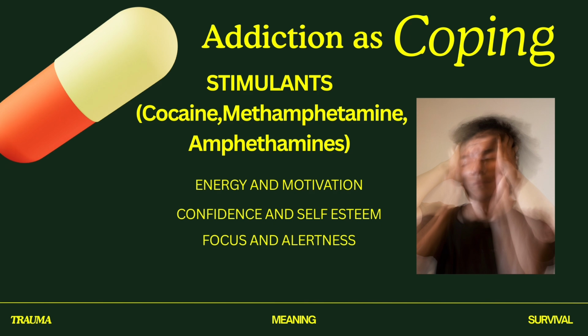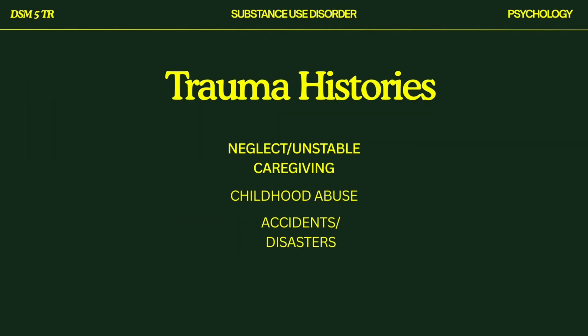All of those examples prove that different drugs really meet different psychological needs. This is by altering brain chemistry in ways that temporarily relieves distress and enhance functioning or provide emotional escape. On to the next slide is trauma histories. So trauma histories is common across substance type.